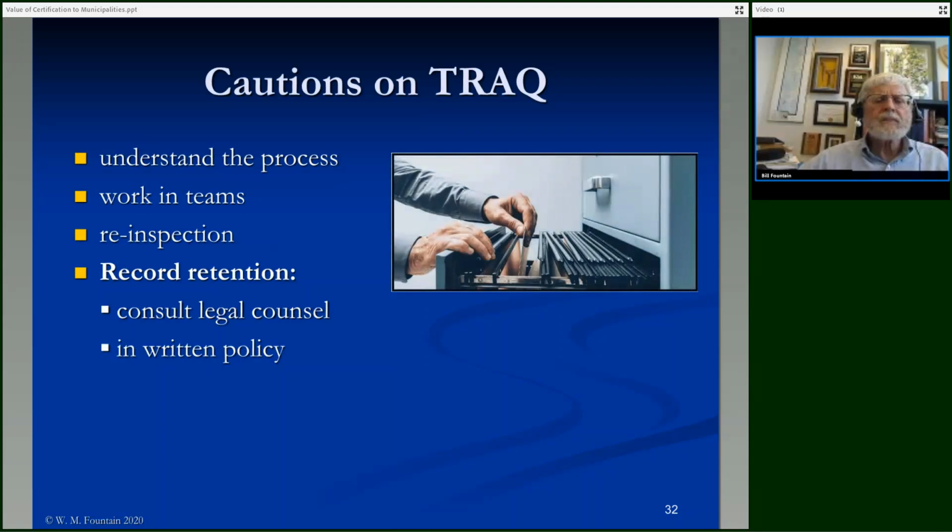So look at these. Record retention is also another caution that I would have for the municipalities, for the managers there. And this is something that is going to be determined by legal counsel. How long do we need to retain our records for these trees that we've inspected? It may be a year, it may be 7 years, it may be in certain areas in perpetuity, forever. So it needs to also be in written policy. And the written policy can be variable between one city and the next city. And it can be variable depending on the assets.